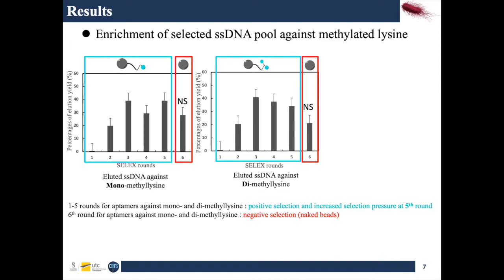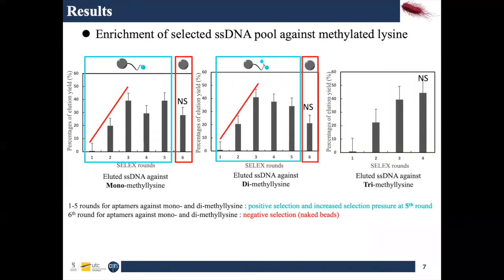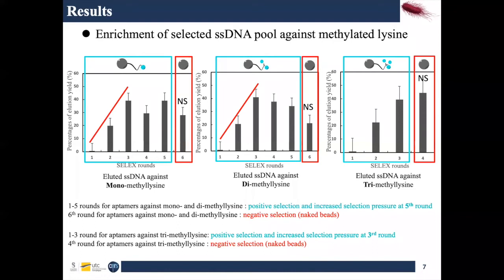During the positive selection, we increased the selection pressure at the 5th round by adding other kinds of methylation in the incubation buffer. As we can see, the elution yield of the selected ssDNA during the positive selection shows an increasing tendency, which illustrates enrichment of aptamers. As for trimethylation, we only did 3 rounds of positive selection and a round of negative selection with negative beads.